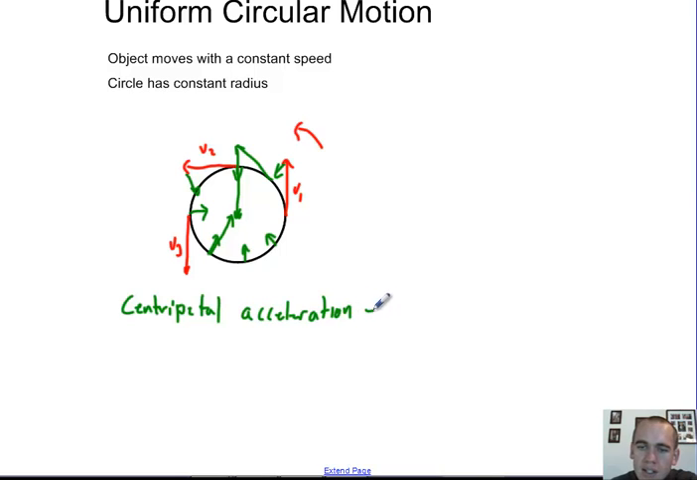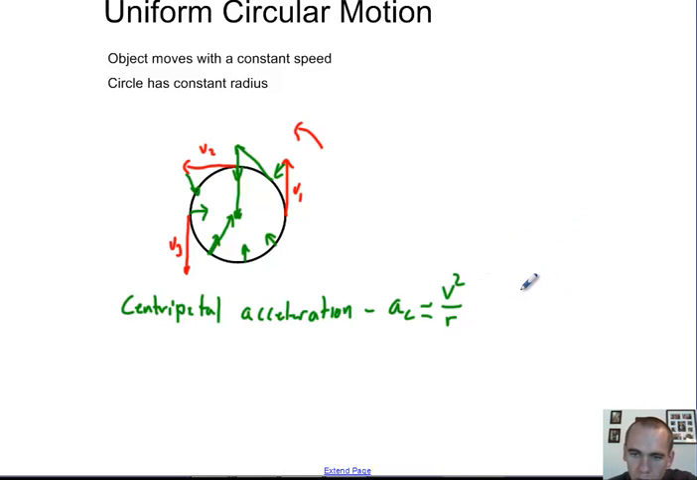Centripetal acceleration is denoted a_c. How do we calculate it? Well, I'm not going to do the math for you here. It involves a little bit of calculus. But the centripetal acceleration, or the acceleration towards the center, is given by the formula v squared over r, where v is the magnitude of the velocity, and r is the radius of the circle.